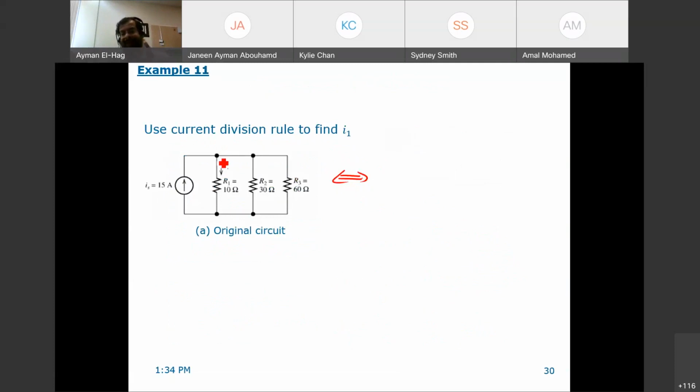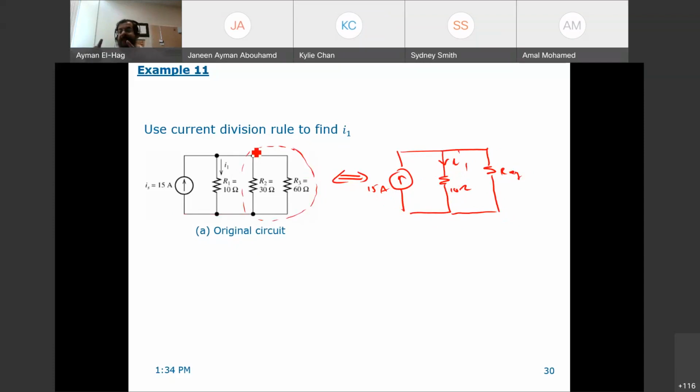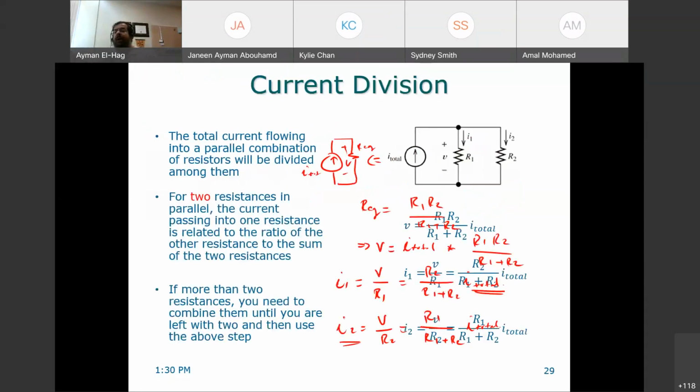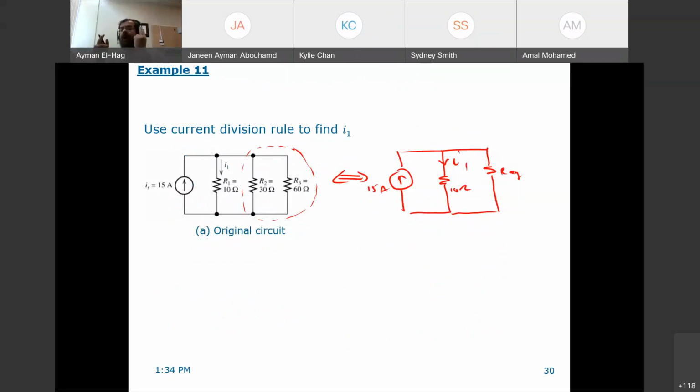So for the resistance that I am interested in finding the current, I will have an equivalent resistance for the rest of the parallel resistors. So this means that this 15 amp stays as it is. This 10 ohm stays as it is. And here is the current I am interested in, which is your I1. And then I will have here my R equivalent, which is these two resistors that are in parallel, substituted by one. Then now we will go back to the previous case when you have only two resistors. So in parallel, you have to reduce the circuit to two resistors only.